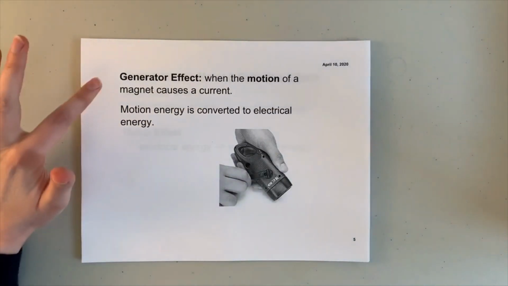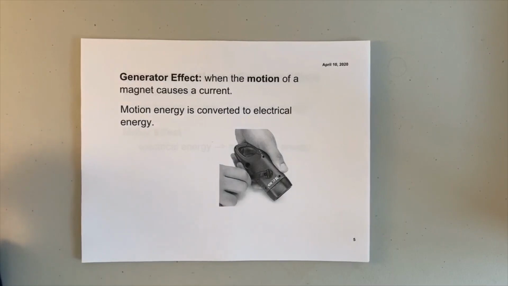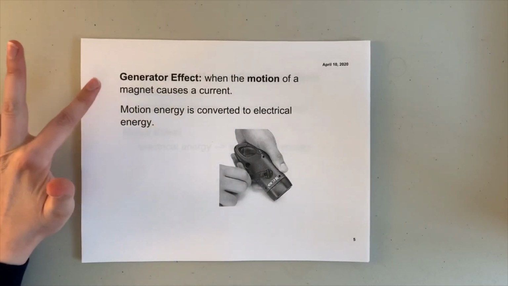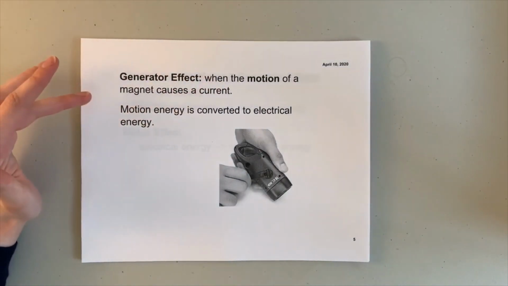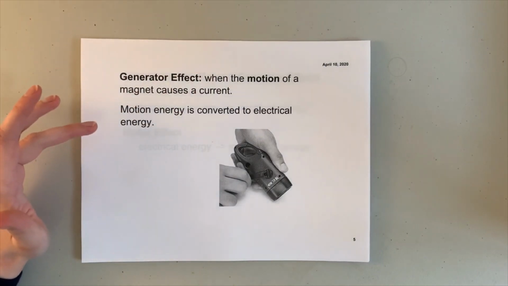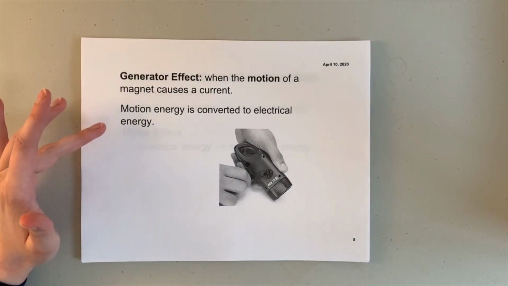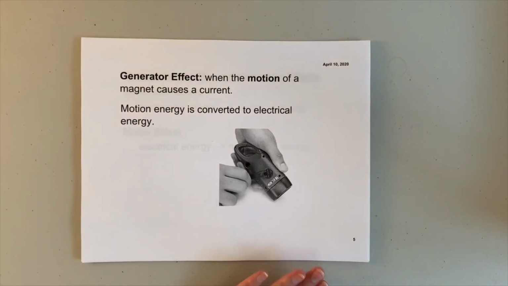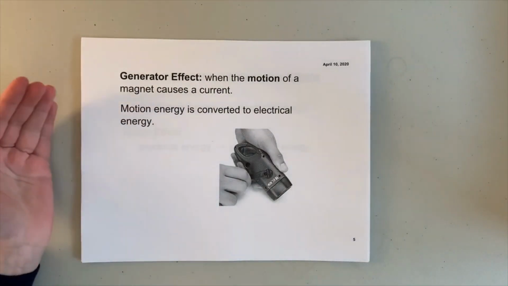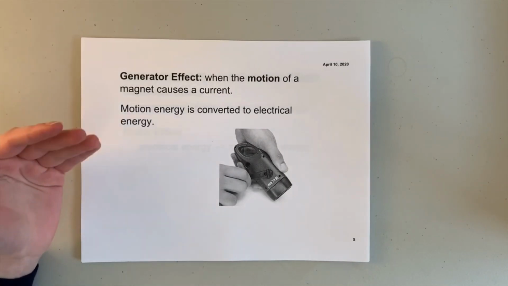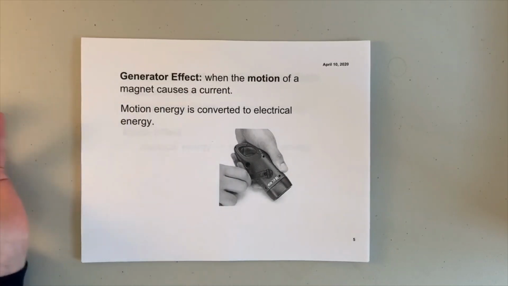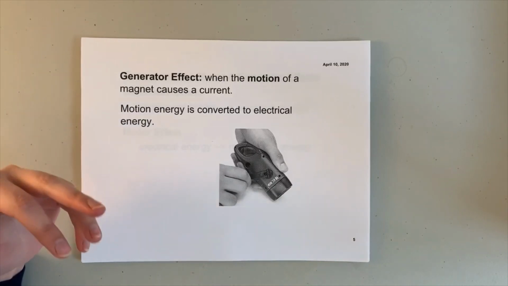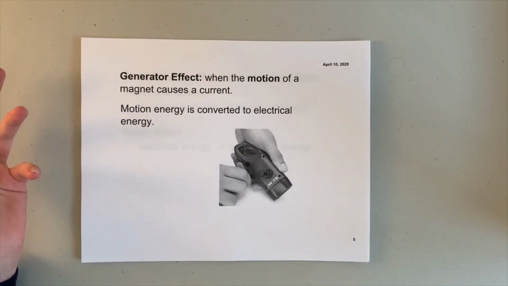So as I said, induction can also be called the generator effect. So this is just repeating the same thing again. The motion of a magnet can cause a current. The reason that it's called the generator effect is this is actually how generators work. So when you think of a generator, you probably think of like a backup power source. So you might have a generator in your house because, for example, if the power goes out, you can use a generator to actually create electricity for you. And that way you can charge your phone even when the power is out.